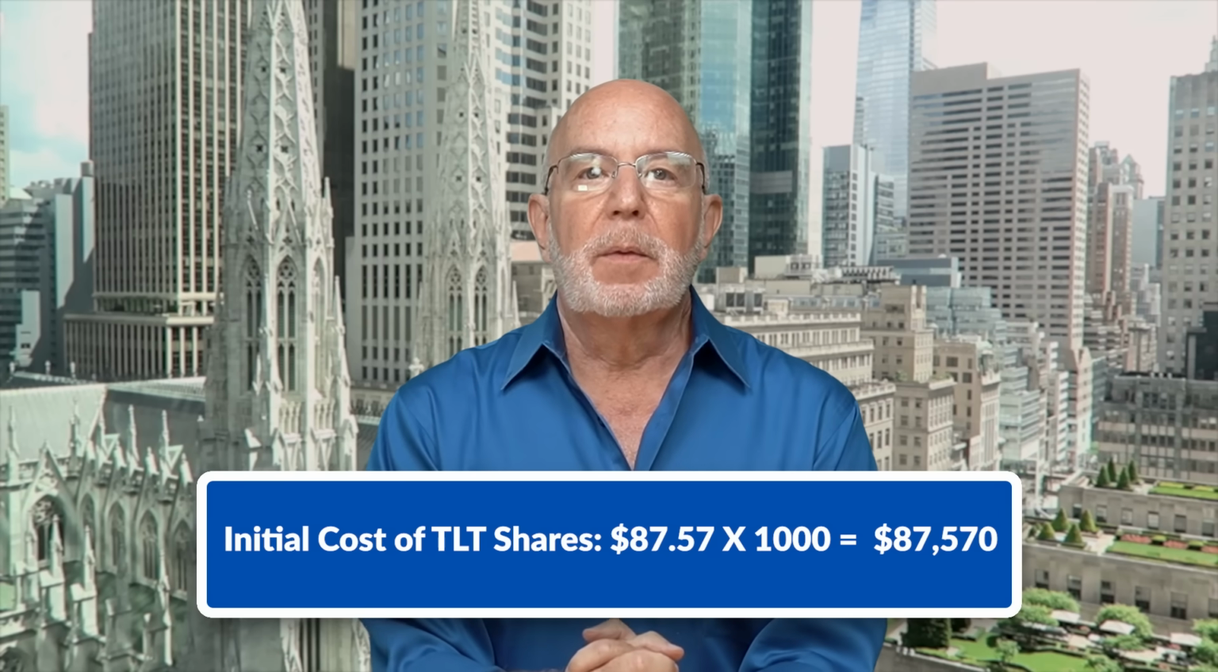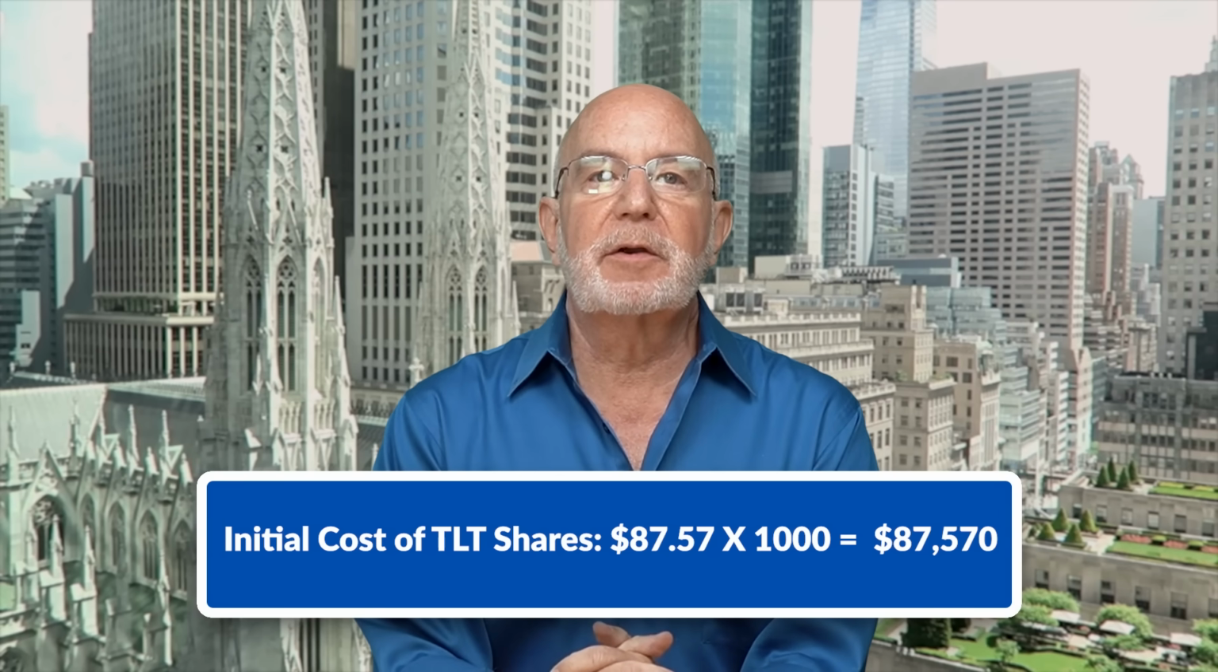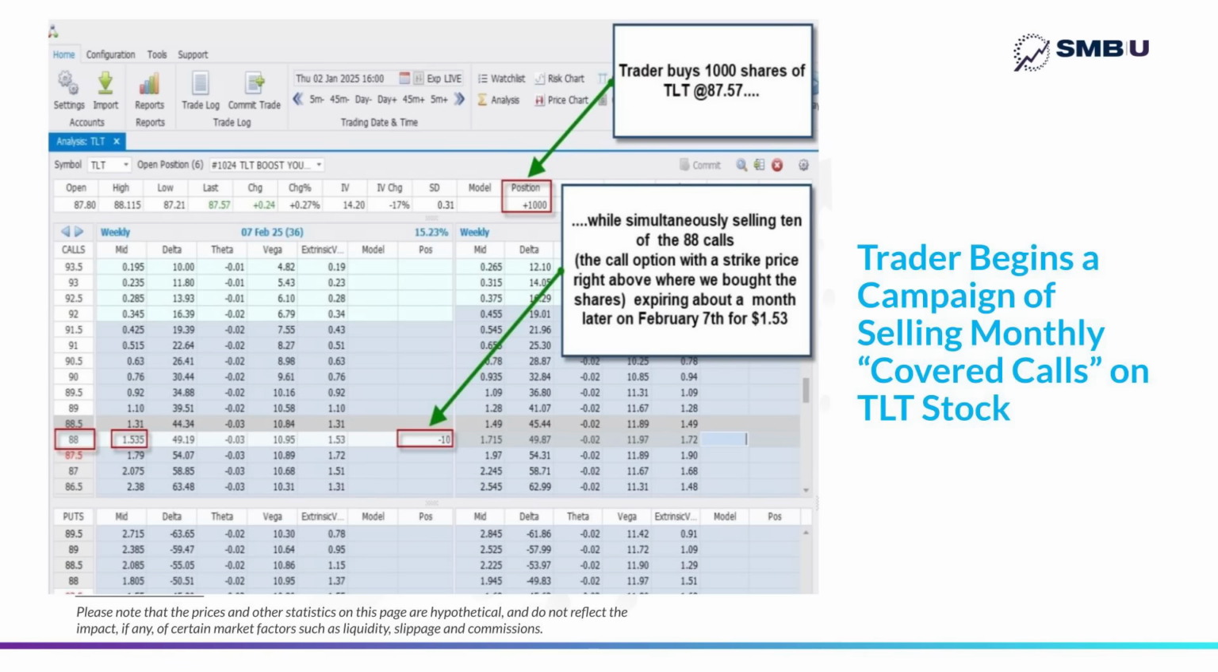$87,570. And we also pulled up an options chain expiring about a month later on February 7th, and we looked for a call option with a strike price just above where the stock was trading, which were those 88 calls. And we went ahead and sold 10 of them because we bought 1,000 shares of the stock, and each call option represents rights related to 100 shares of stock. So we sell 10 of them, and that represents 1,000 shares of the stock we own.